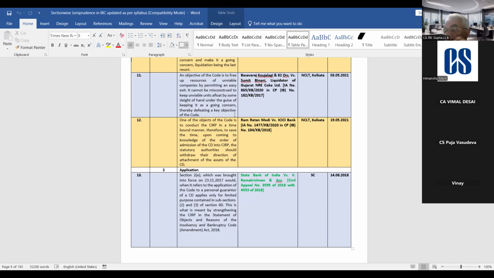ठीक है? अदरवाइज क्या होगा? मान लो पर्सनल गारंटर्स को एप्लीकेबल नहीं किया तो कंपनी के पास कुछ है नहीं, फिर कहां जाएंगे फाइनेंशियल क्रेडिटर, ऑपरेशनल? तो यही पर्पस है इसका.